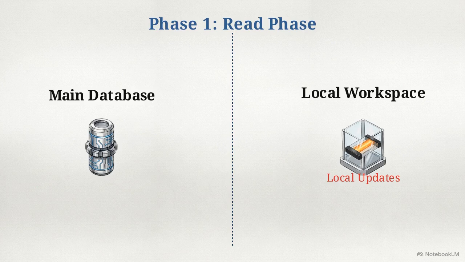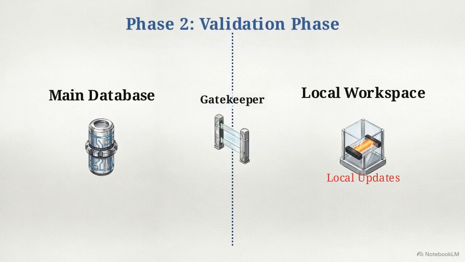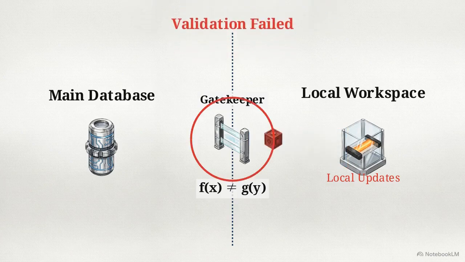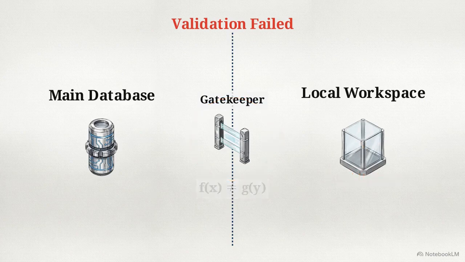Phase 2 is the validation phase. This is the gatekeeper. The system executes a series of mathematical checks to determine if the local updates can be moved to the main database without violating serializability. If the transaction fails this check, it is aborted immediately. The local workspace is cleared, ensuring the conflict never reaches the global data.